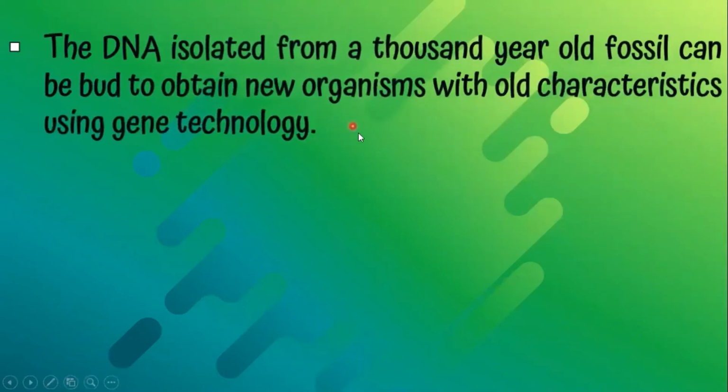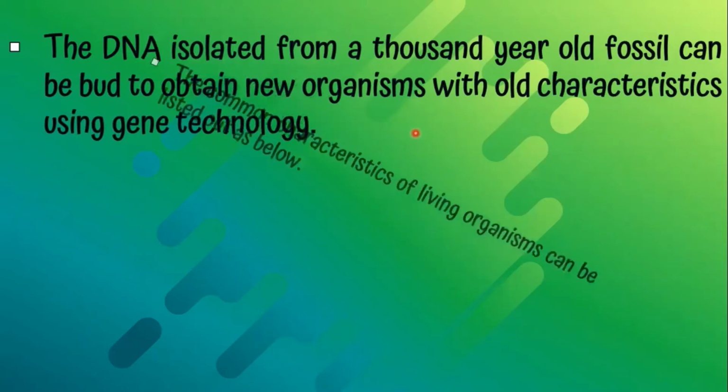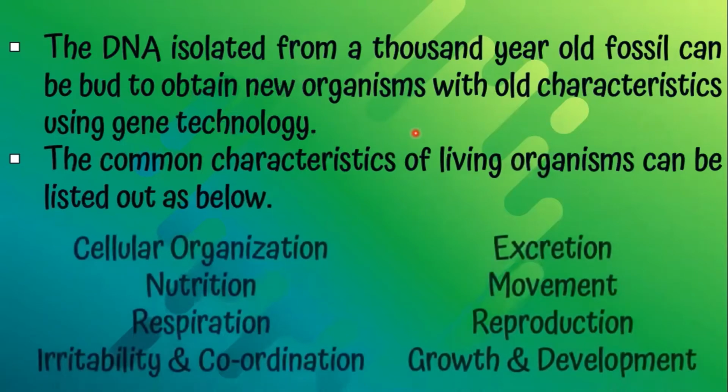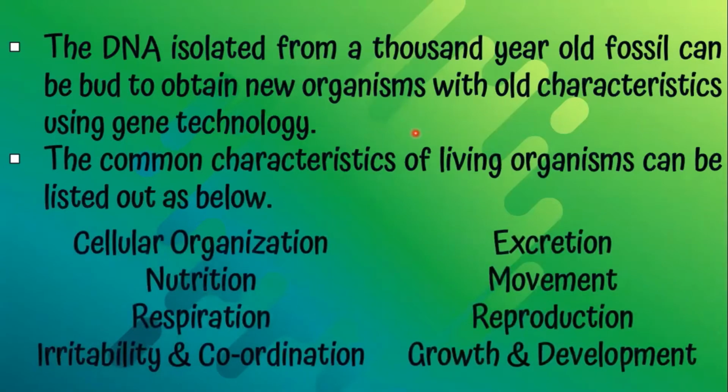The DNA isolated from a 1,000-year-old fossil can be used to obtain new organisms with all characteristics using gene technology. The common characteristics of living organisms can be listed out as below: cellular organization, nutrition, respiration, irritability and coordination, excretion, movement, reproduction, and growth and development. So, in this lesson, we are going to discuss these common characteristics of living organisms.